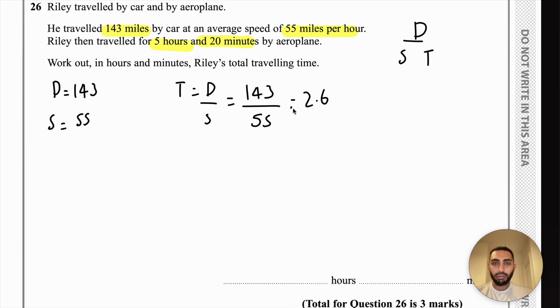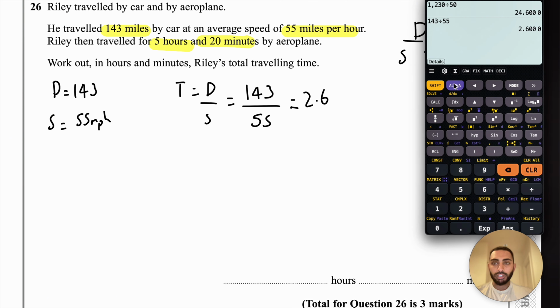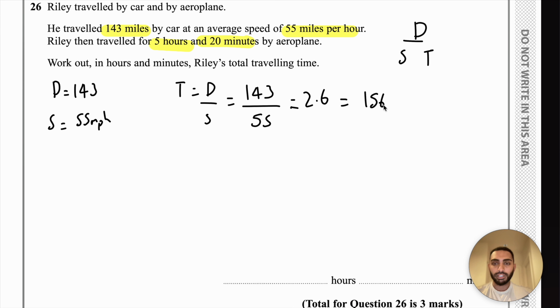But we need to remember that because the speed is in miles per hour, this unit is also in hours. So we need to convert this into minutes. So I'm going to times it by 60. So 2.6 times by 60, because there's 60 minutes in each hour, that's equal to 156 minutes. We know we've got 5 hours and 20 minutes, and we need to add on this 156 minutes.